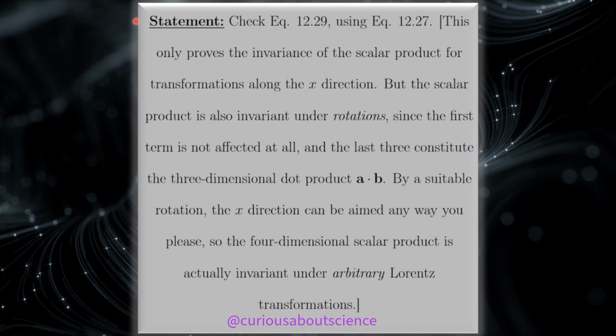This only proves the invariance of the scalar product for a transformation along the x-axis, but the scalar product is also invariant under rotations, since the first term is not affected at all, and the last three constitute the three-dimensional dot product, A dot B. By a suitable rotation, the x direction can be aimed any way you please. So the four-dimensional scalar product is actually invariant under arbitrary Lorentz transformations.